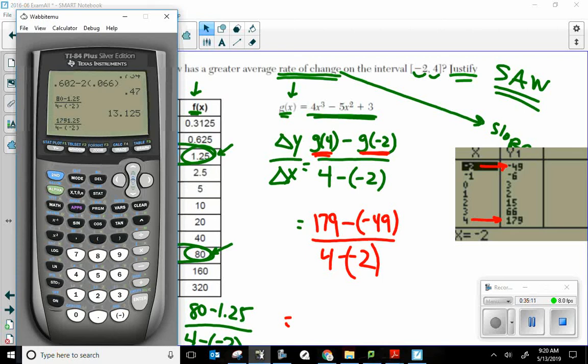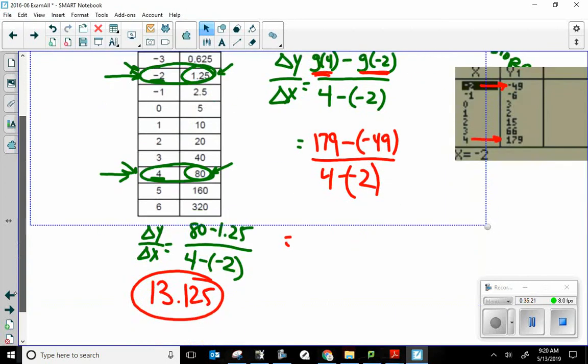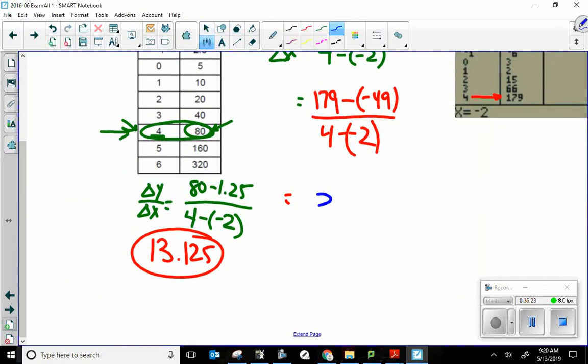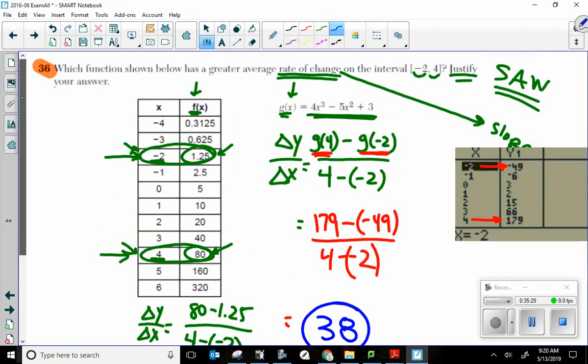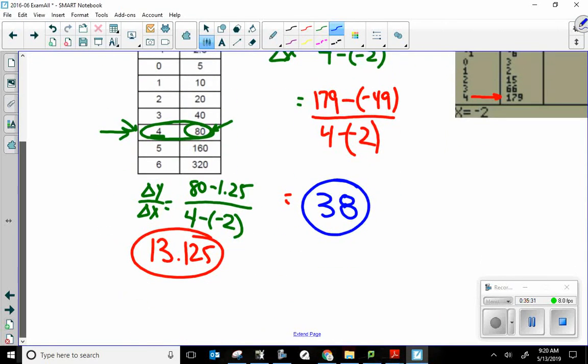179 minus, in parentheses, negative 49, parentheses. What is 38? That is 38, children. So I go down here and I say 38. All right, well, we got to answer the question. Which function has a greater average rate of change?